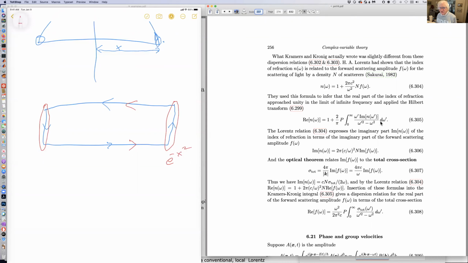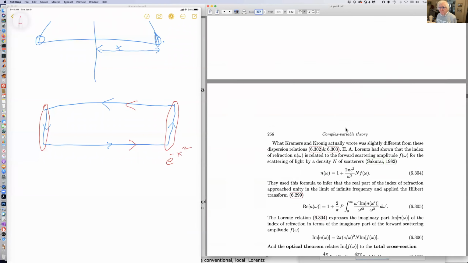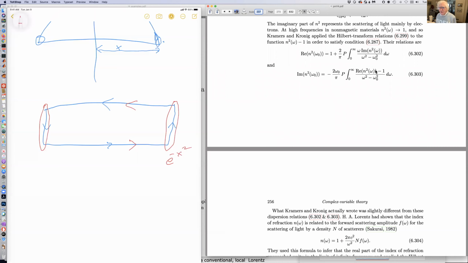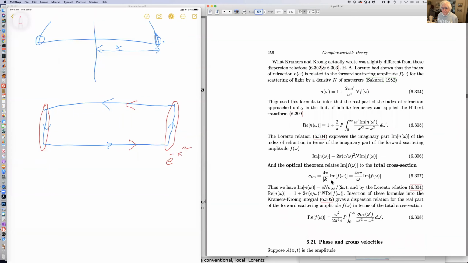They then wrote down these equations, which again are Hilbert transform relations, and so the real part is related to the imaginary part of n. So that's essentially this equation, just that here I wrote omega and here I wrote omega prime. I probably should have kept the same notation. Anyhow, they then wrote the imaginary part of n in terms of the imaginary part of f using this expression here.